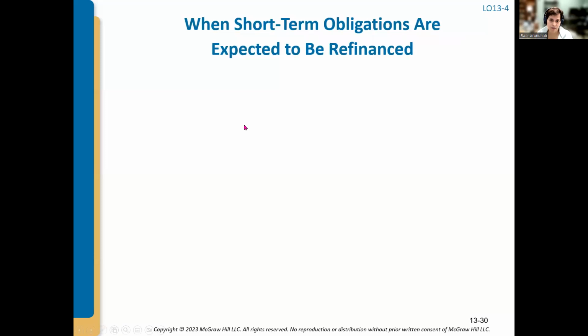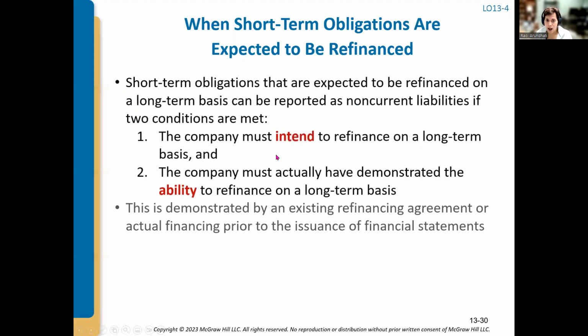Now, you could have a liability, whether it's current or non-current, that's due next year. But if I have refinancing arrangement, then I don't have to call it a current liability. I can keep it as a non-current liability. So I must have the intention to refinance on a long-term basis, and I must have the ability to refinance. Both intention and ability are necessary. Now, how do I prove my ability? I have an existing refinancing arrangement that's already in place, or the financing is approved. I've obtained that financing before issuing my financial statements.